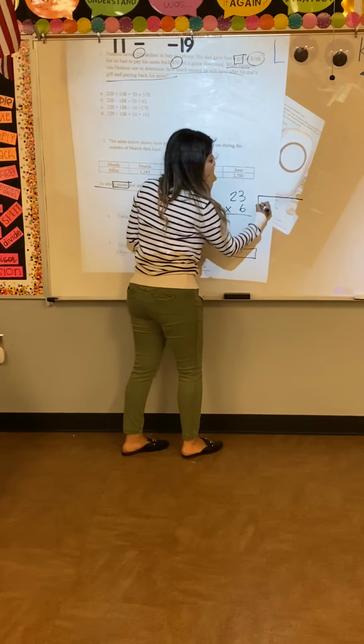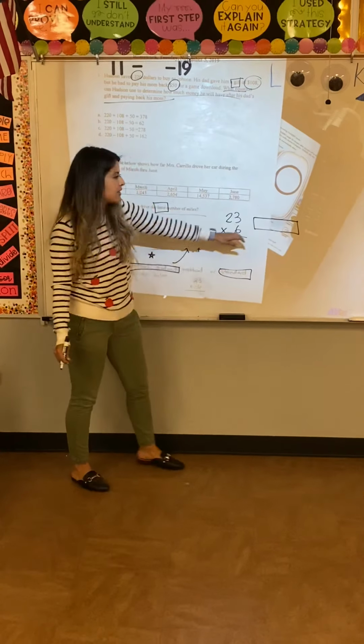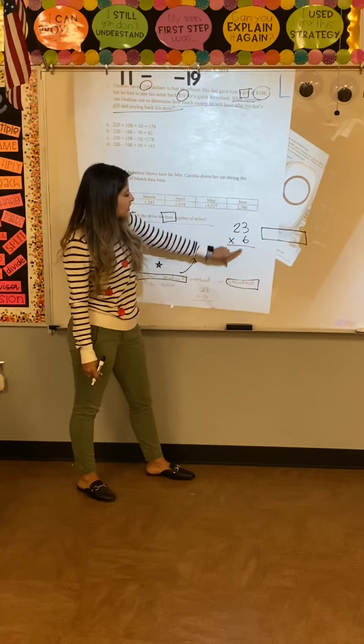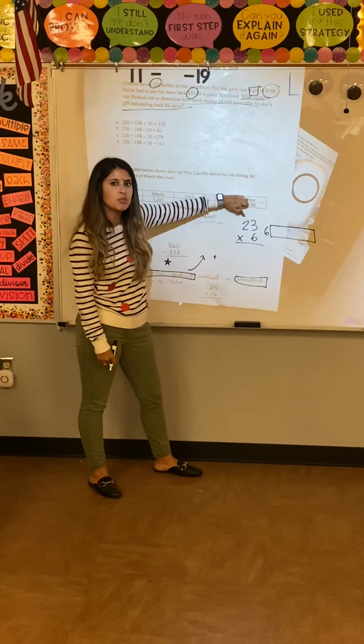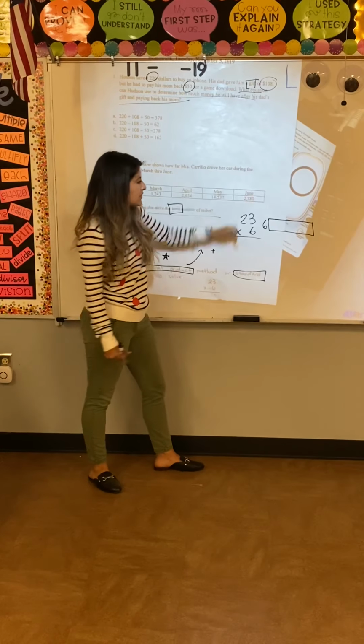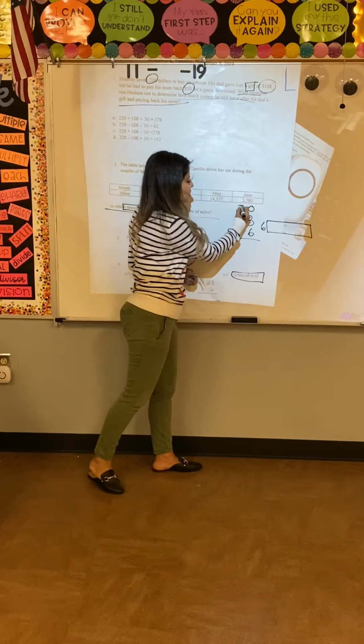We're going to show that here in a strip diagram. So we're going to make our rectangle. We're going to take our single digit of 6 and put it over here to the side. And we're going to break apart 23 according to place value. I have 3 1s and 2 10s.